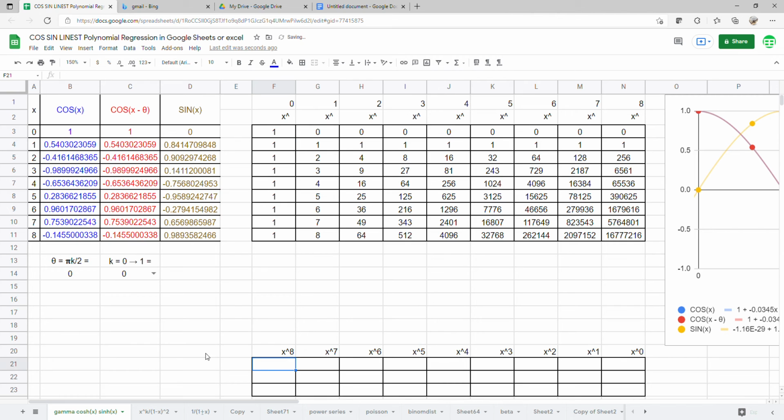And we use LINEST, starting with the cosine. So LINEST data y and data x. And the cosine x minus theta, this is LINEST data y and data x, and the sine function. So this is again LINEST data y and data x.